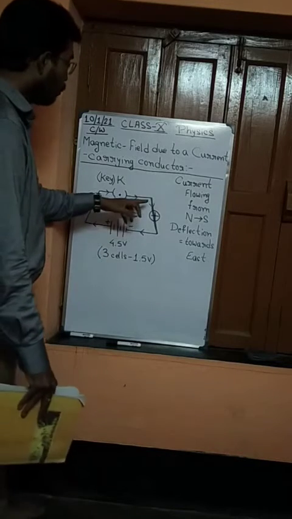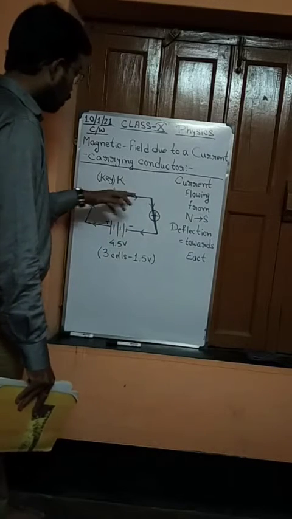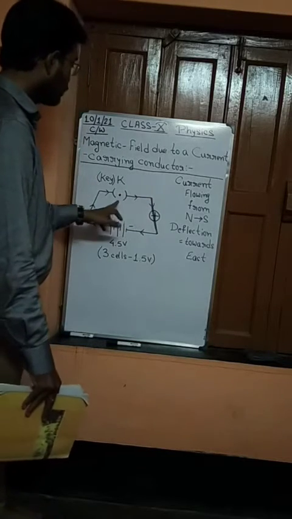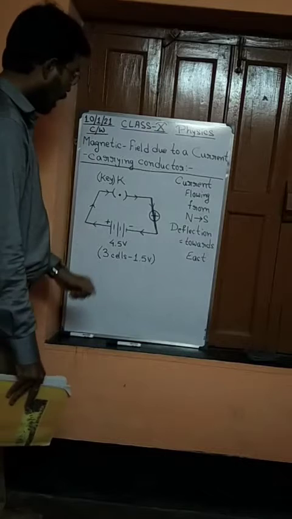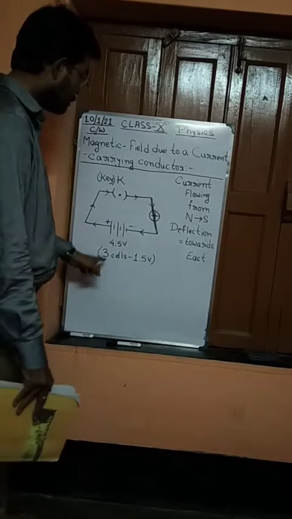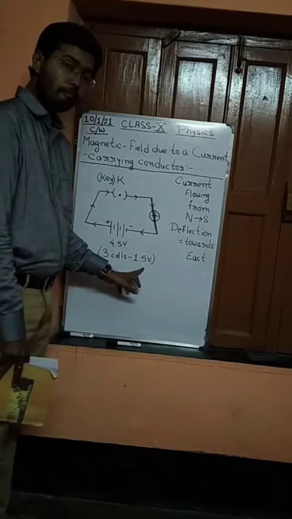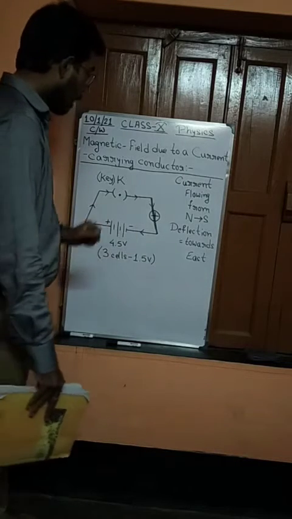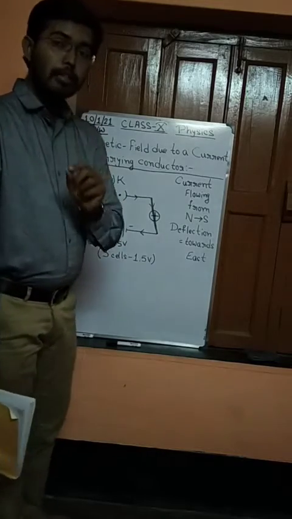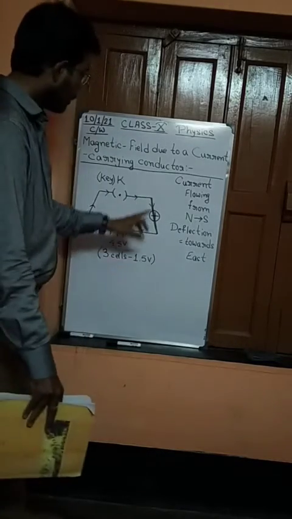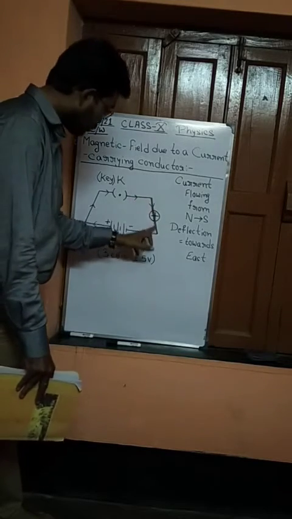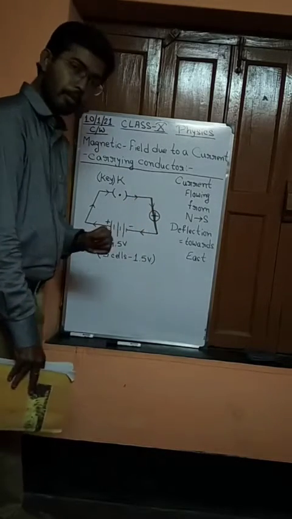I have taken a long copper wire in which I have connected one switch, and I have taken a battery which is made up of 3 cells. Each cell consists of 1.5 volt. Now after that, I have placed a long straight wire between these two terminals. See, I have placed one straight wire between these two terminals.